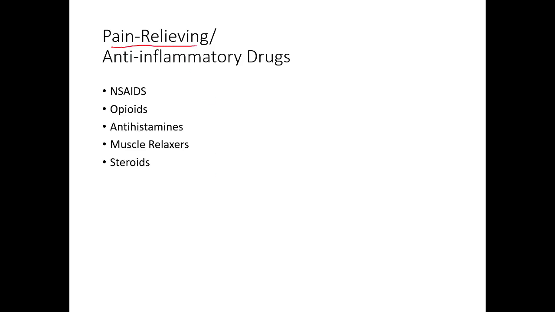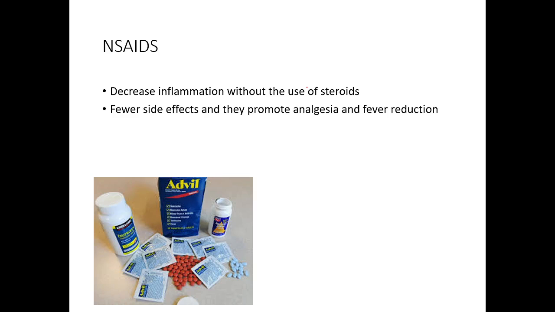So what do we need to do? We need to give some pain relieving or anti-inflammatory drugs. A pain reliever without anti-inflammation would be something like Tylenol. Tylenol is simply a pain reliever. It does not have anti-inflammatory properties. Things that do help with inflammation would be NSAIDs, non-steroidal anti-inflammatories. Steroids do even better with inflammation. Opioids, antihistamines, and muscle relaxers are all helpful with pain relief.